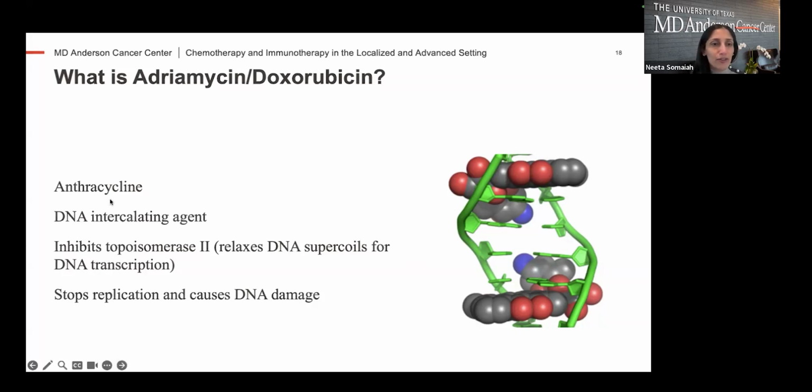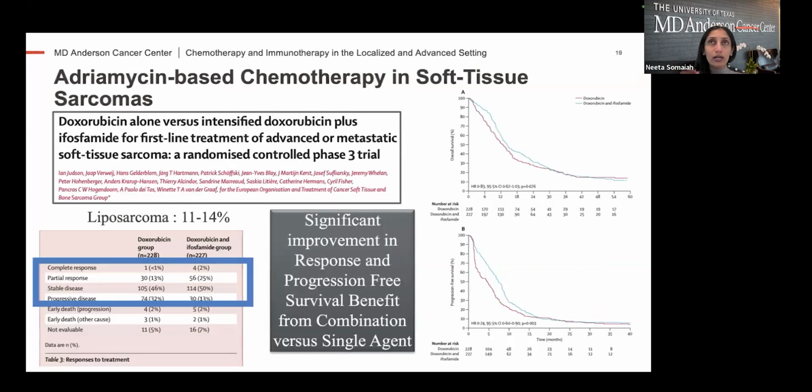So this falls under a category known as anthracyclines. These are DNA intercalating agents. They inhibit an enzyme known as topoisomerase 2. And this enzyme is responsible for relaxing DNA, the coiled DNA, and allowing for DNA transcription. So by inhibiting that, it basically is causing DNA damage and can preferentially hurt the tumor cells that are actively dividing versus normal cells. However, given that normal cells also undergo replication or transcription, you also have the side effects that we see with adriamycin or doxorubicin-based chemotherapy.